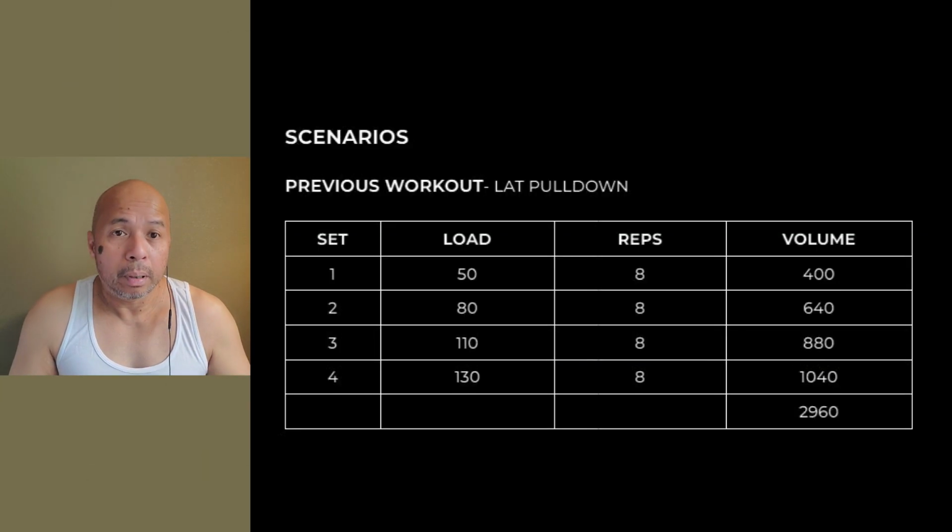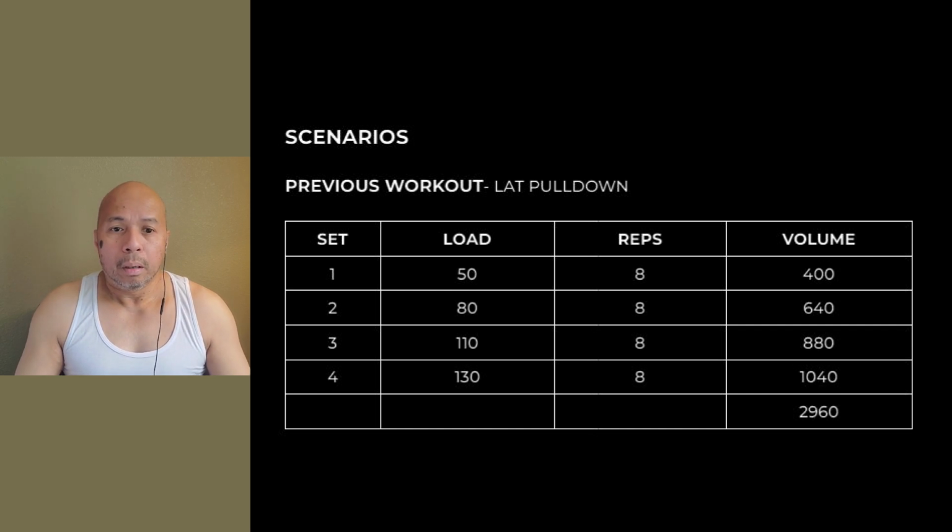Okay, let's look at a case scenario. For example, this is a lat pull down. We're looking at 4 sets. You start off with a 50-pound load, do 8 reps. And let's say you just take 90-second rests. And if you notice, that equates to volume. 50 times 8 is 400. So your first set was a volume of 400.